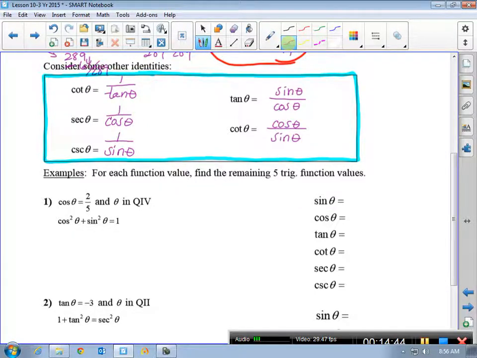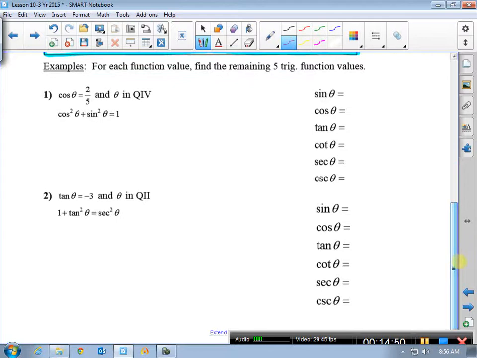And that's all for those. We might need those in the next few questions. Definitely knowing the reciprocals. So let's see what we have here.